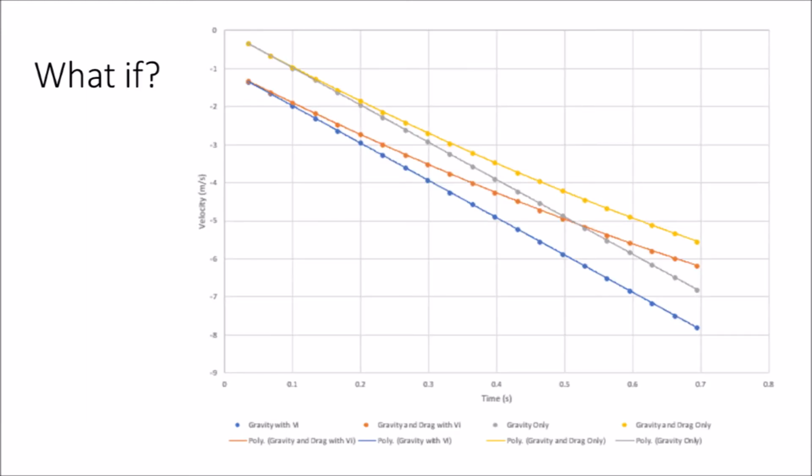Now we look at another velocity versus time graph, this time including data from the gravity-only model with the negative non-zero initial velocity and the data from the gravity and drag model also with the negative non-zero initial velocity. As you can see in the graph, the blue line, gravity with VI, has the same slope as the gray line, which is gravity only, just displaced in the negative direction. Therefore, the terminal velocity achieved by the ball in the gravity plus initial velocity model would be more negative than the original gravity-only model.